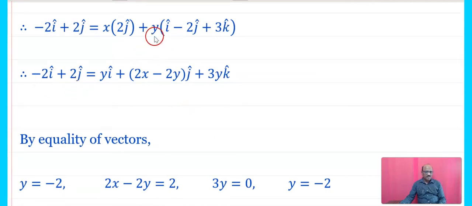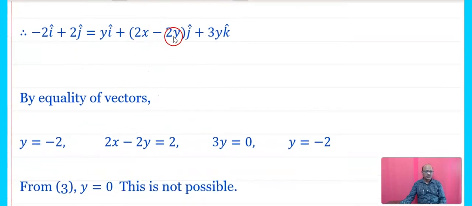And what you will get here? 2I cap plus, in bracket, 2x minus 2y, bracket complete, J cap, plus 3y K cap, and equate it by the equality of the vectors. Then you will get y is equal to minus 2. 2x minus 2y, that's equal to 2. And 3y is equal to 0. Okay, that's 3y is equal to 0.